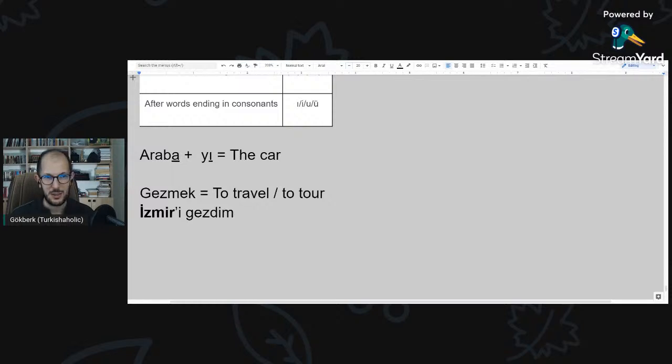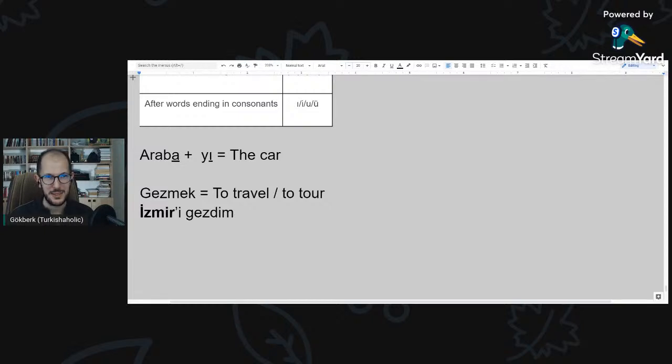In the future, I hope to maybe live in a city like İzmir. Right now, I'm living in Ankara. And in Ankara, the weather is really bad. If you're also living in Turkey, you may have seen that there was a cold air coming from Siberia. It was nice weather a week before. Now it's really bad. So I hope to live in İzmir and say İzmir'i gezdim. I toured İzmir.